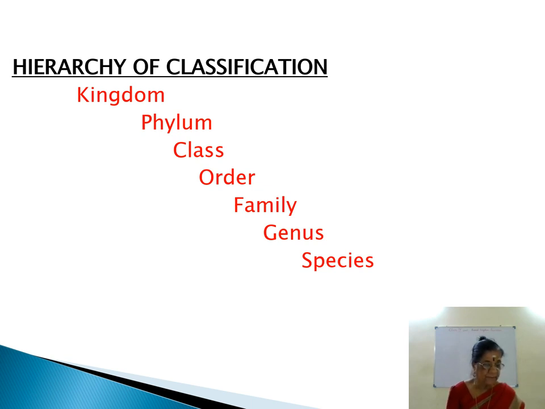Five kingdom classification was given by R. H. Whittaker. Then the prokaryotes are included under kingdom Monera. We will go into detail when we discuss the five kingdoms, one by one. So the prokaryotes are included under kingdom Monera. And then the whole classification, normally plants and animal kingdom are classified like this. I hope you understand.